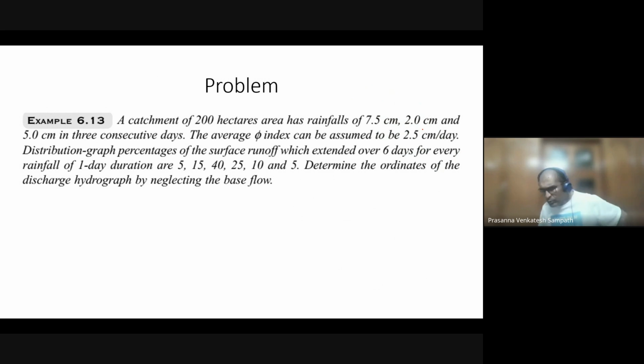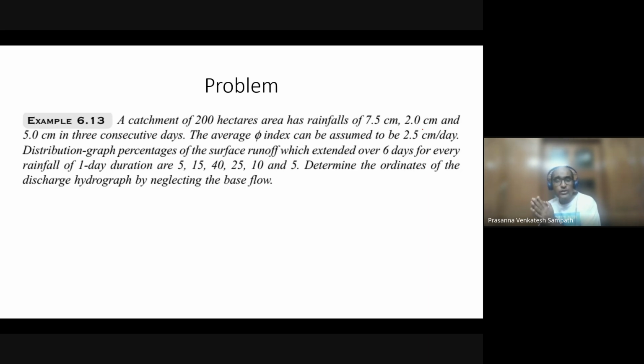Okay. So again, this is one of those comprehensive problems which covers a wide variety of topics that we have discussed over a period of time. So the first thing is you're given a catchment of a certain size, 200 hectares, so possibly about the size of our campus. The rainfall amounts over 3 consecutive days are given: 7.5 centimeters on the first day, 2 centimeters on the second day, and 5 centimeters on the third day. The phi index for this area is also given. So per day, I have an average infiltration loss of 2.5 centimeters per day.